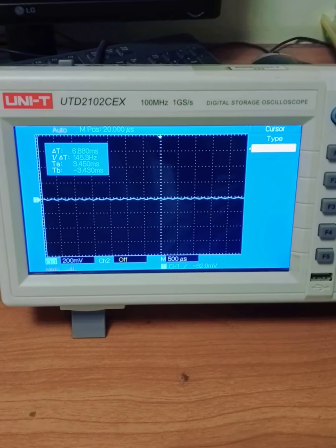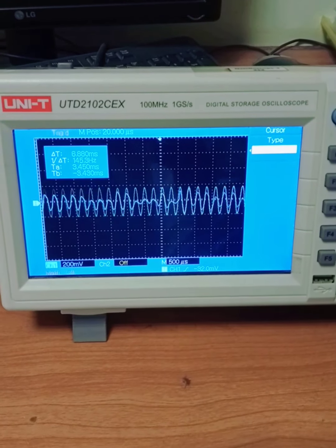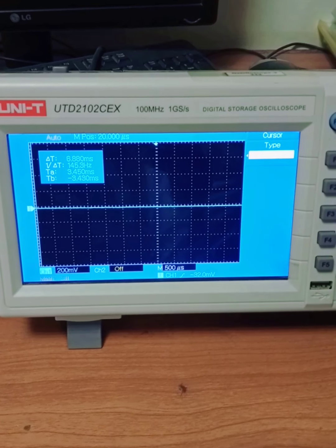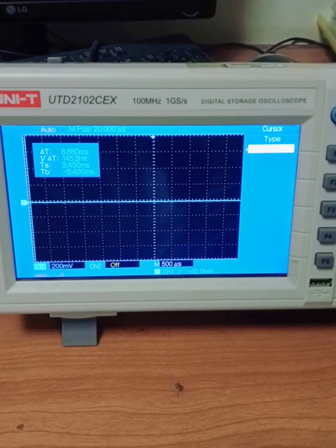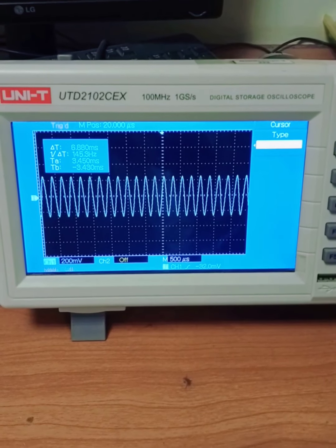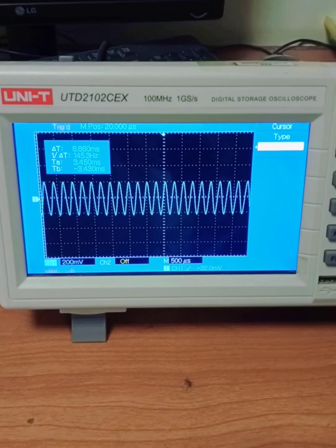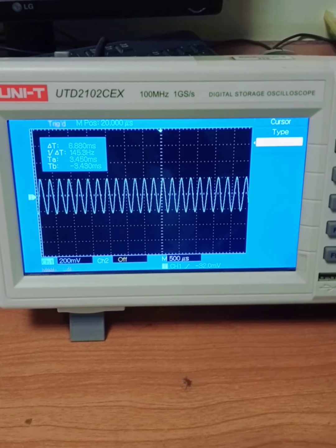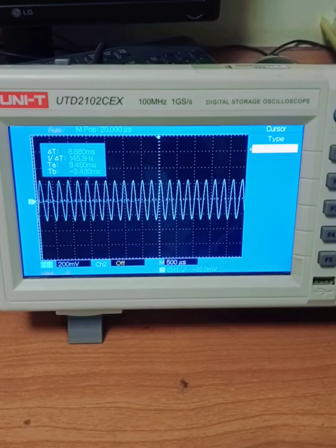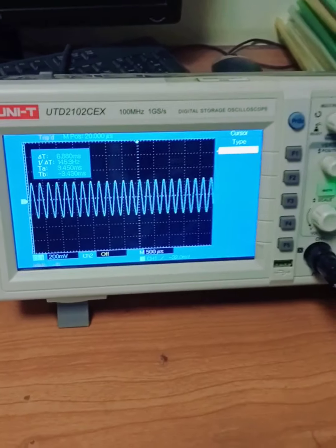So this is our message signal. As I am decreasing the amplitude, it is decreased. Now I am increasing the amplitude. The amplitude of the message signal is increasing. So I am continuously decreasing and increasing the amplitude of the message signal. Also we can vary the frequency of the message signal.